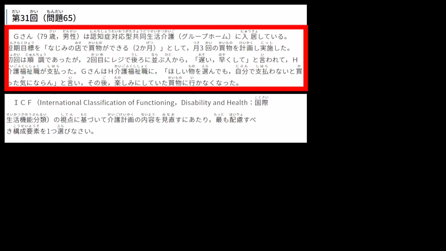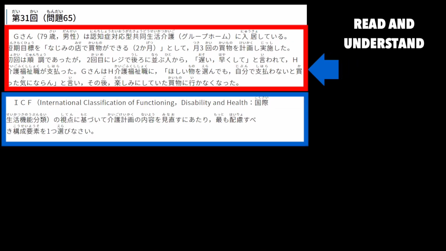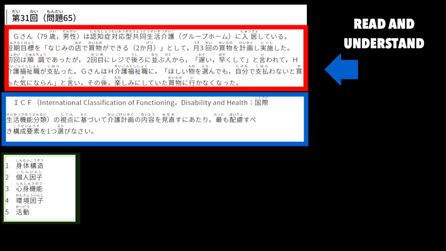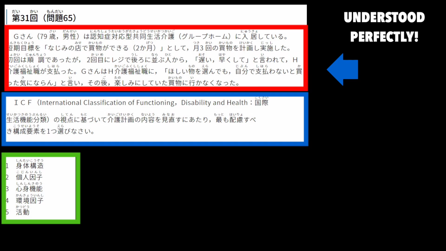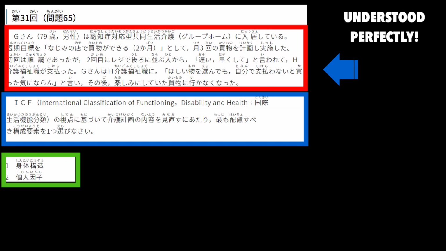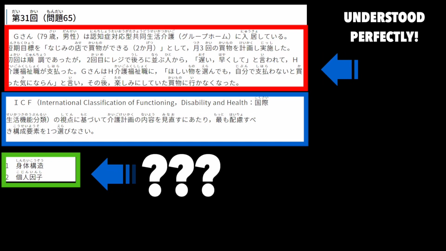You don't believe me? Here's an example. This is the situation, and this is the question. Of course, you need to understand the situation to answer this question correctly. And of course, 4 of the 6 ICF components will be given here as your choices. But honestly speaking, even if you understood the situation perfectly and you were given only 2 components of ICF as your choices, if you don't understand what even a single ICF component means, you will fail this question.